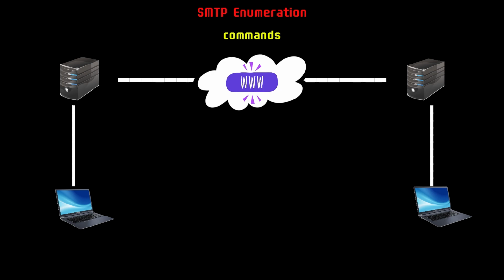Number 3. Commands. SMTP uses a series of commands and responses to facilitate communication. For example, HELO is used to identify the sender to the server. MAIL FROM is used to specify the sender's email address. RCPT TO is used to specify the recipient's email address. DATA is used to indicate the start of the email content.